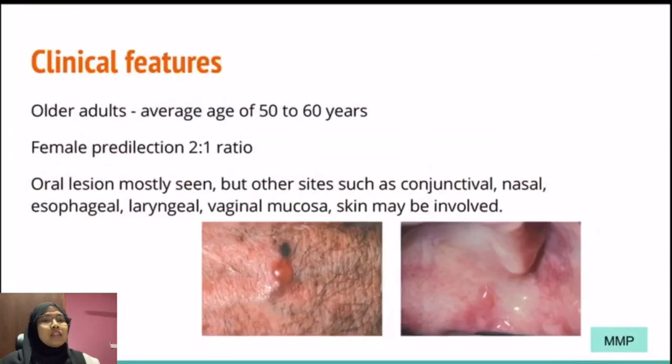Next is the clinical features. It usually affects older adults, with an average age of 50 to 60 years old, and it has a female predilection. Oral lesions are mostly seen, but other sites such as the conjunctiva, nasal, esophageal, laryngeal, vaginal mucosa, and skin may also be involved. As you can see in the first picture, it shows bullae on the skin, and the second picture shows bullae on the oral mucosa.